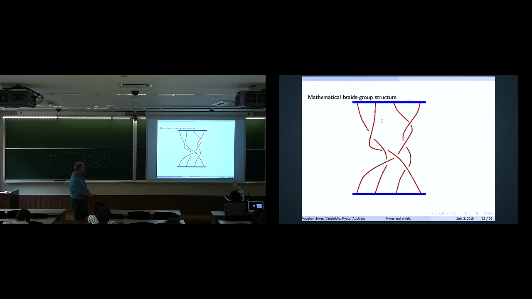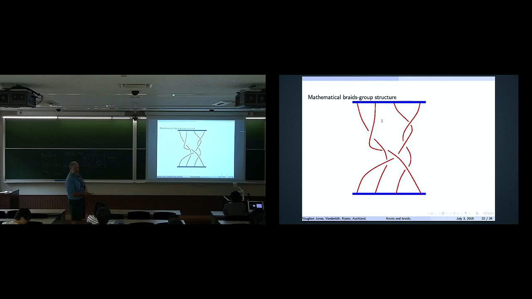So here's a braid. This is a braid on four strings, and it has these essential ingredients. There are two bars, a bar at the top and a bar at the bottom. The four points on the bars are joined to each other by strings, and these strings are like knot strings. They're smooth curves and so on. In order to qualify as a braid, the tangent vector has to go up. Once it starts going up, it's never allowed to turn around.